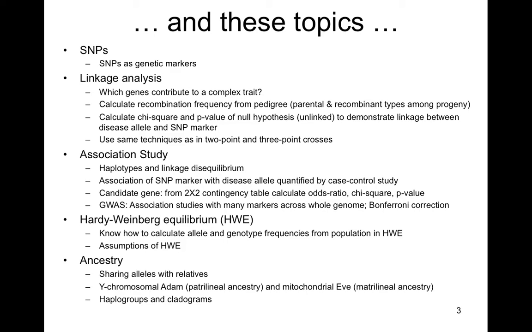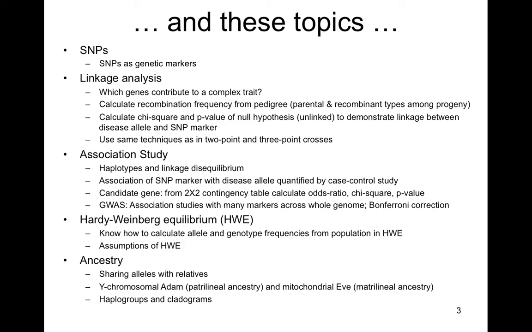First, linkage analysis. The idea of linkage analysis is to determine if the SNP marker is close to the disease gene by calculating the recombination frequency between the two using data from a pedigree. Remember, we don't do experimental crosses with humans, and so we need a pedigree to examine recombination events.